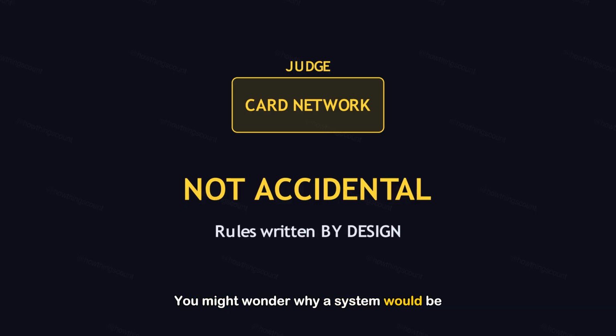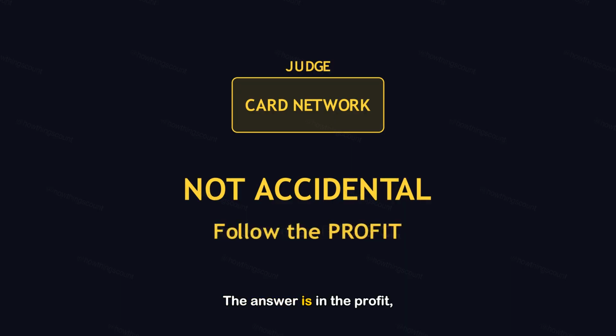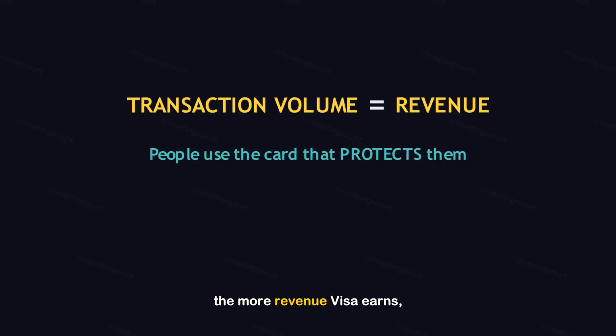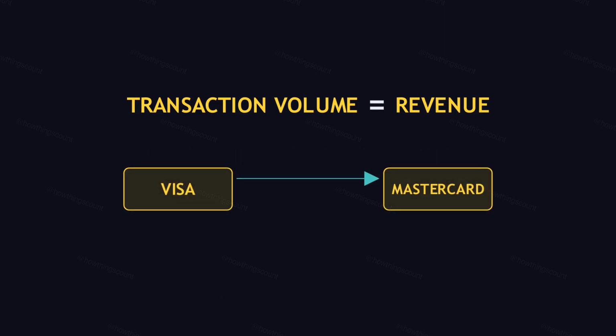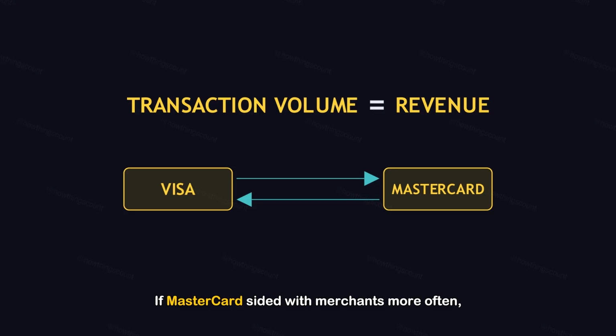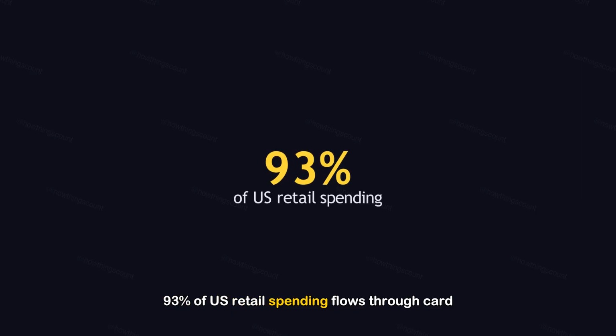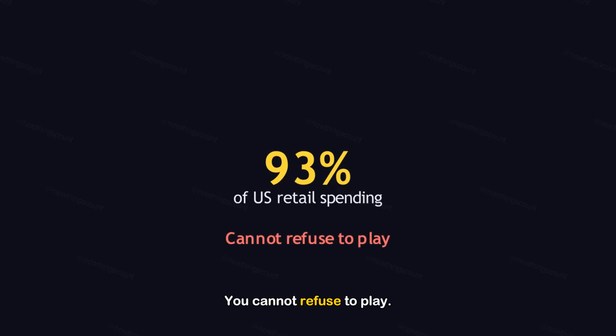You might wonder why a system would be so aggressively one-sided. The answer is in the profit, and it does not come from the merchants. Card networks do not make money from merchants. They make money from transaction volume. The more people use Visa, the more revenue Visa earns, and people use the card that protects them. If Visa made disputes harder, consumers would switch to MasterCard. If MasterCard sided with merchants more often, consumers would switch back. The entire dispute system is shaped by one competitive pressure: cardholder loyalty. Merchants absorb the cost because accepting cards is not optional. 93% of US retail spending flows through card networks. You cannot refuse to play.